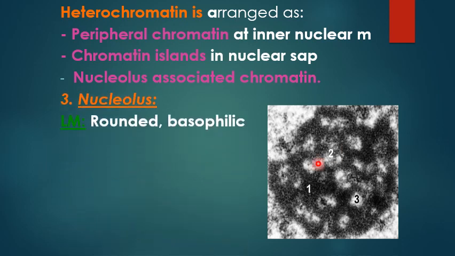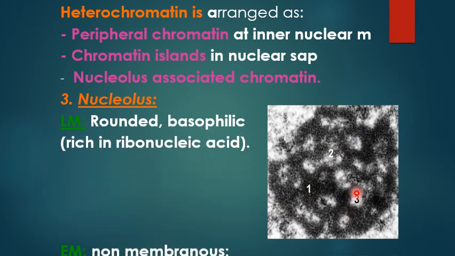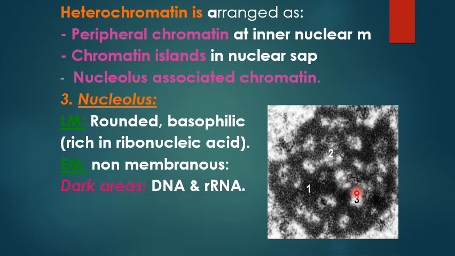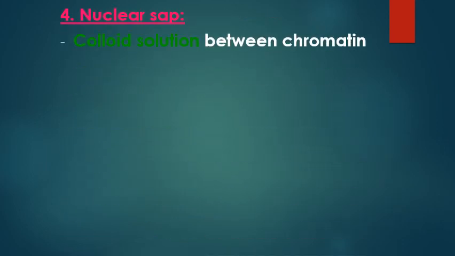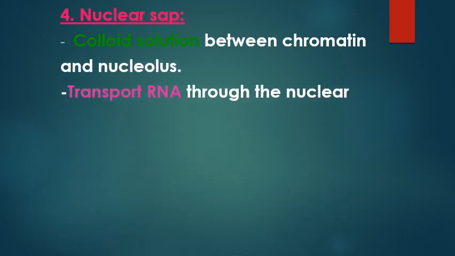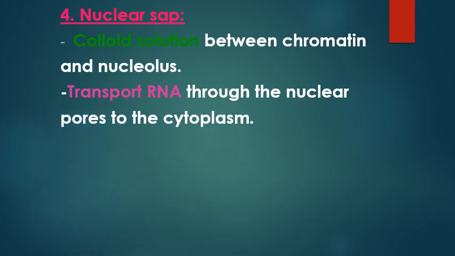The nucleolus is a rounded, basophilic structure. This is the EM picture. It is rich in RNA and non-membranous. It is formed of dark areas containing the DNA and the RNA, and light areas containing the nuclear sap. The nuclear sap is a colloidal substance between the chromatin and the nucleolus. It is important for transport of the RNA through the nuclear pores to the cytoplasm, as this RNA is needed for the formation of ribosomes.